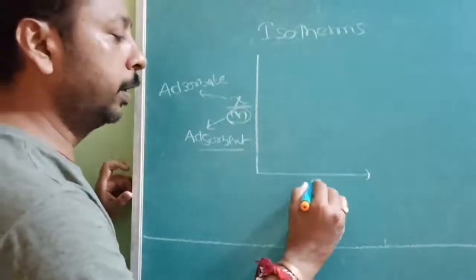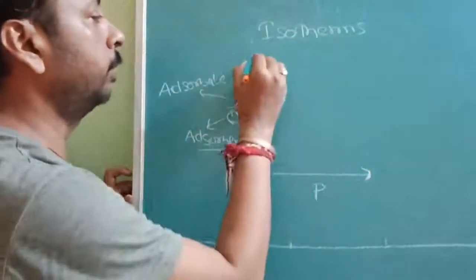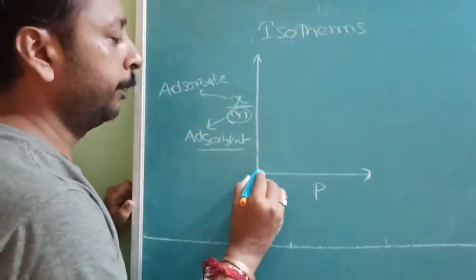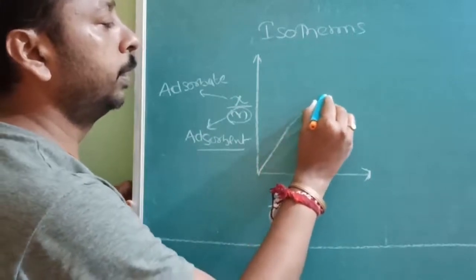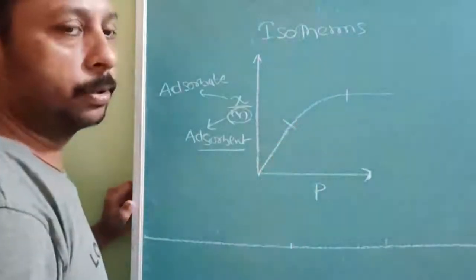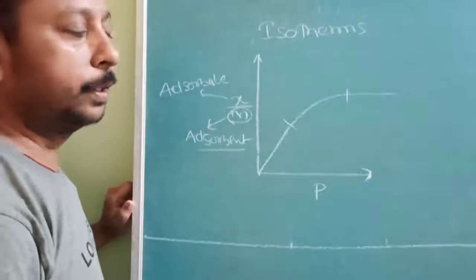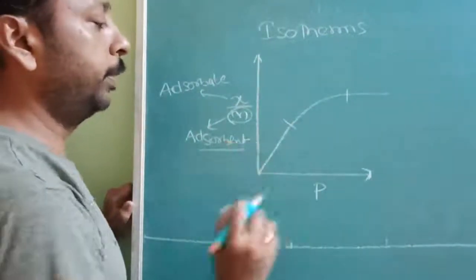And here we are going to take the pressure on the x-axis as the variable. Now the main problem with this graph is that it is linear for some time, then curved, then constant. All three variations are possible: fast increasing, slowly increasing, and constant. So this is the graph between x upon m and p.